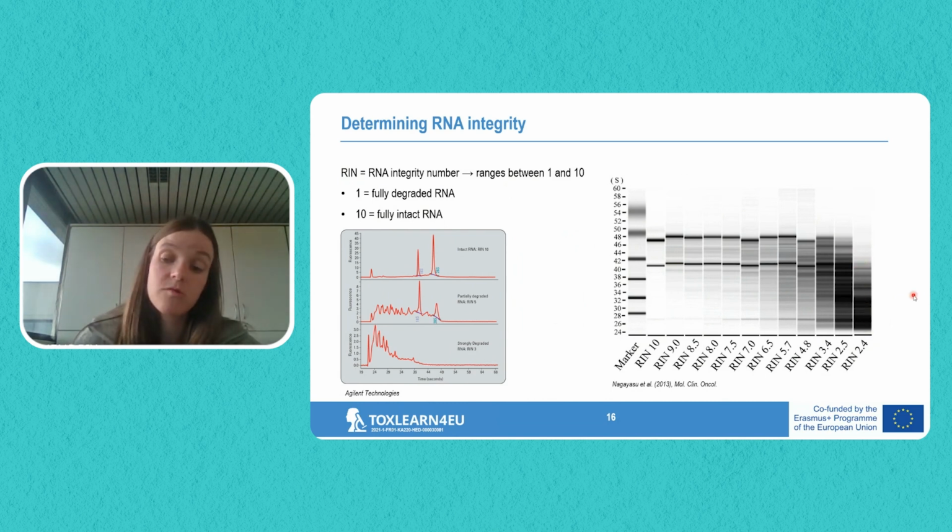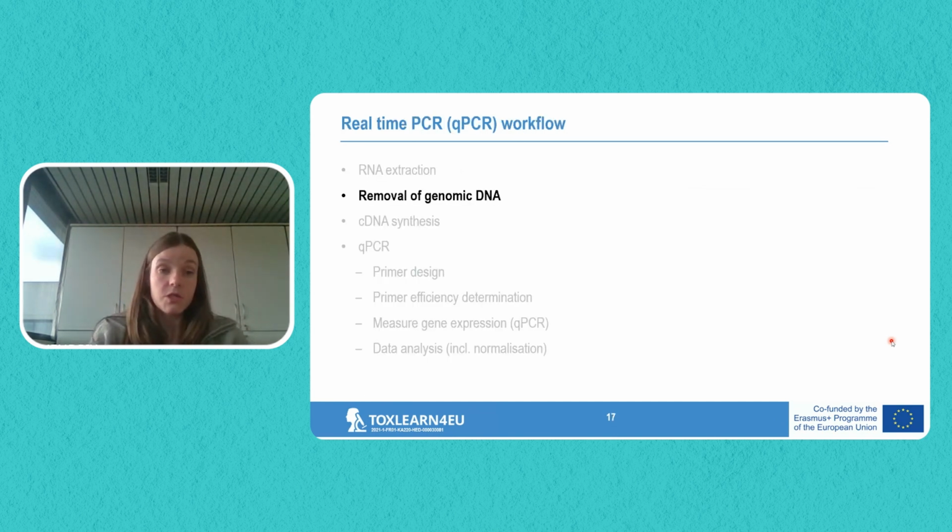The sample completely at the right has a RIN value of 2.4. You can see that the ribosomal RNA bands can no longer be distinguished, and you get a very strong smear here with fragments of lower size. So once you've determined the concentration, the purity and also the integrity of the RNA, you can then proceed with the next step of the procedure, which is the removal of genomic DNA.